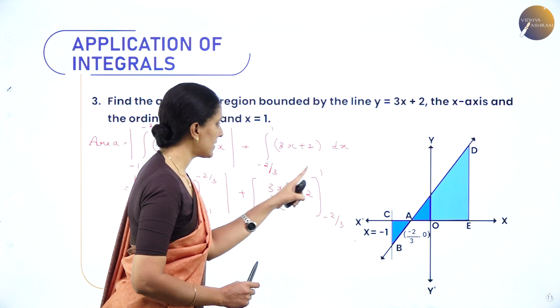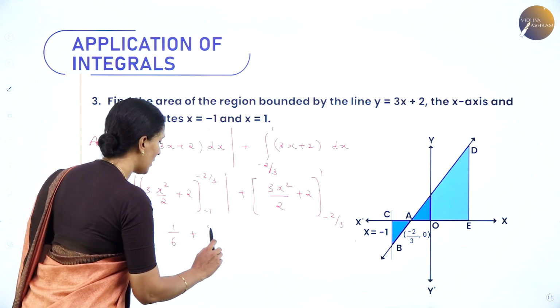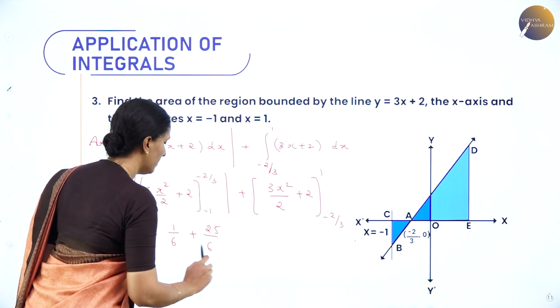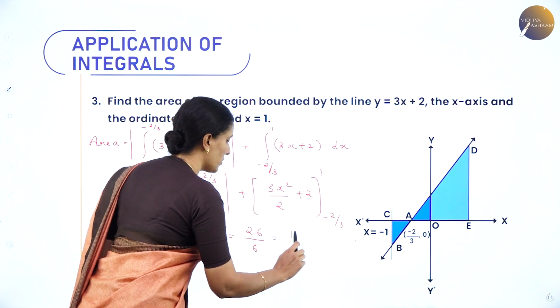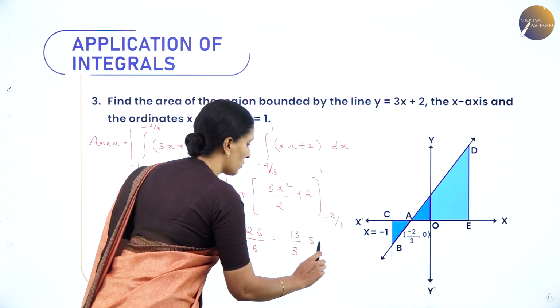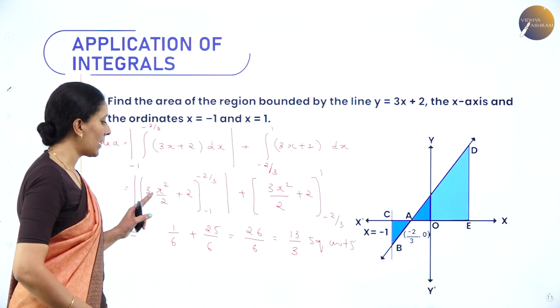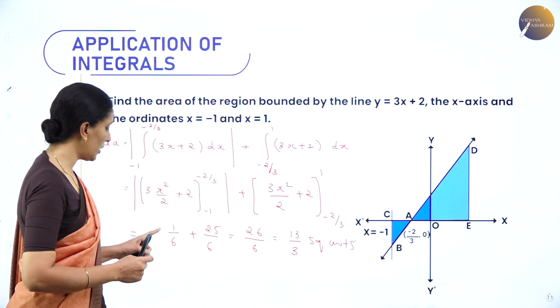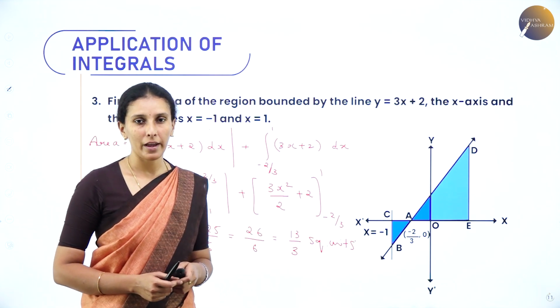Similarly, if you take x as 1 minus the lower limit, here you will get the value 25 by 6. So we have 26 by 6, which is 13 by 3 square units. So solving the upper limit minus lower limit will give you this. Then the final answer will be 13 by 3 square units.